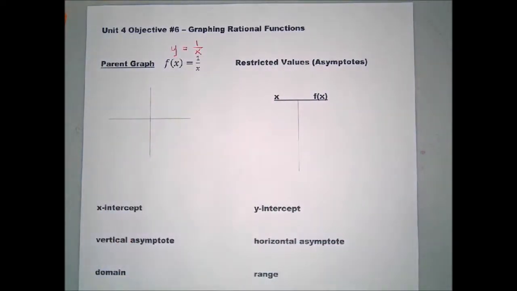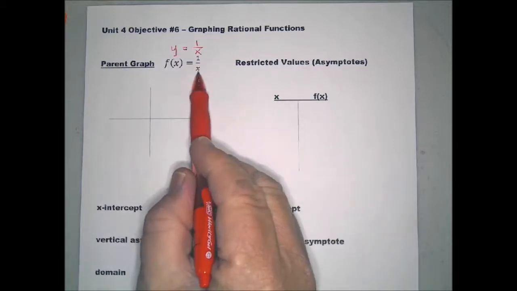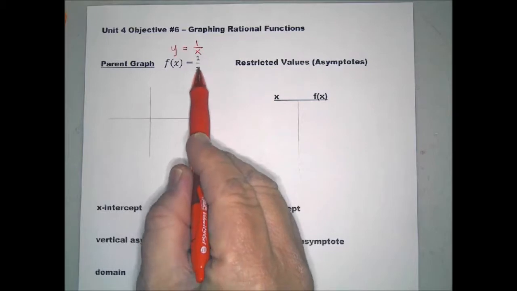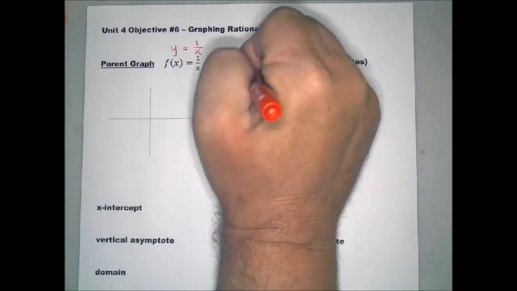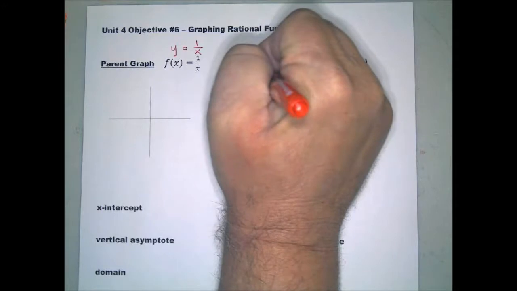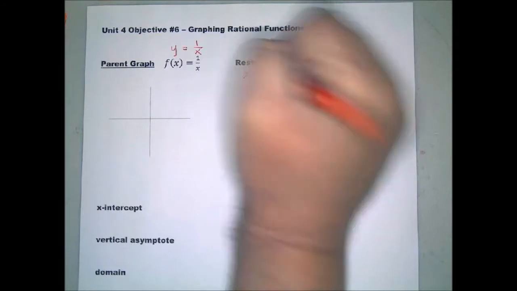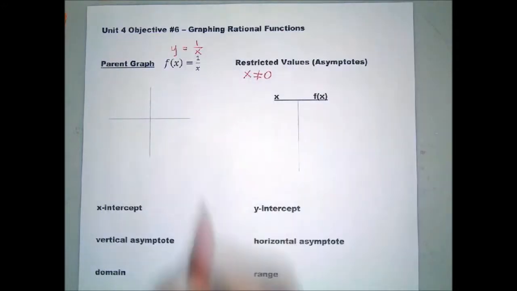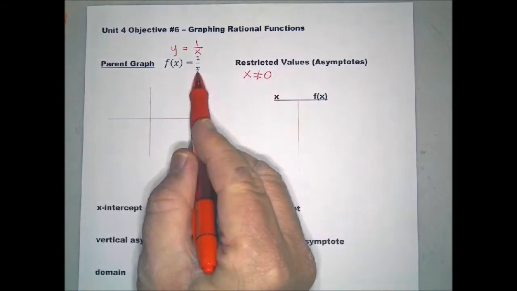Now, let's think about some restricted values. Throughout the entire unit, we've been worried about getting 0 on the denominator. Well, this is pretty easy. X is a restricted value. X cannot equal 0, because if it were, we'd have an undefined fraction.